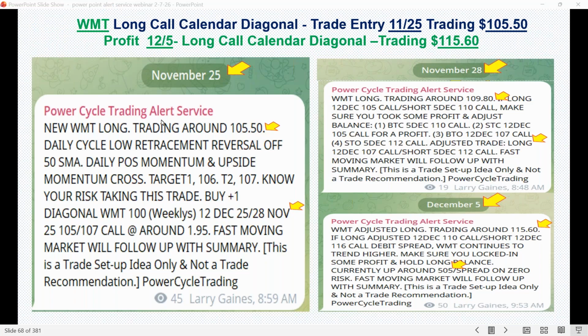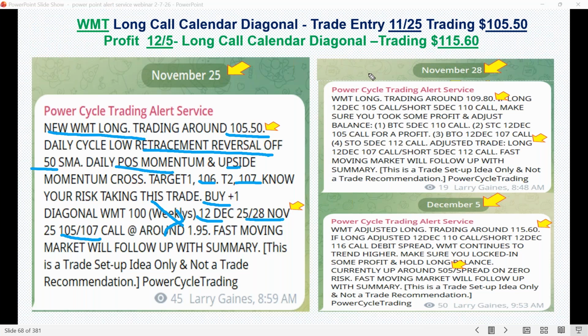Now here's another really beautiful trade, another long call counter diagonal that we initially set up, and this was on Walmart. This was a new Walmart long, trading at 105.50, daily cycle low retracement reversal off the 50-day simple moving average, positive momentum, upside momentum cross, target 1, 106, 107, target 2, know your risk. Here was the initial trade: buy the diagonal, long the 12 December, short the 28 November, 105, 107 call spread at around $1.95.